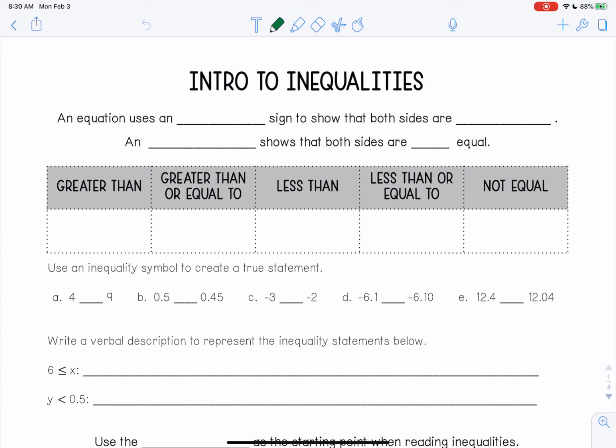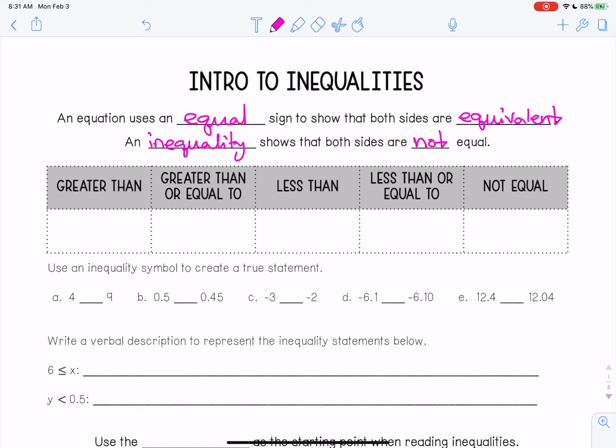An equation uses an equal sign to show that both sides are equivalent. Now remember, equivalent means equal or the same. An inequality shows that both sides are not equal. So with inequalities, one side's going to be bigger or equal to the other side, or not equal, okay?